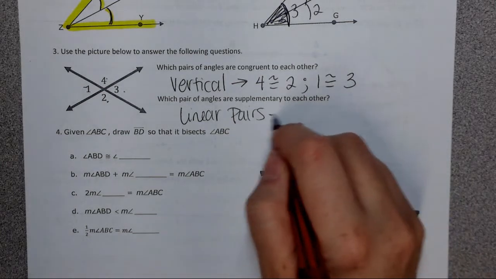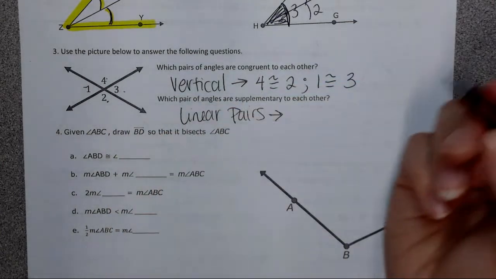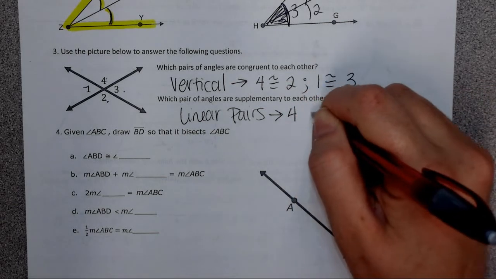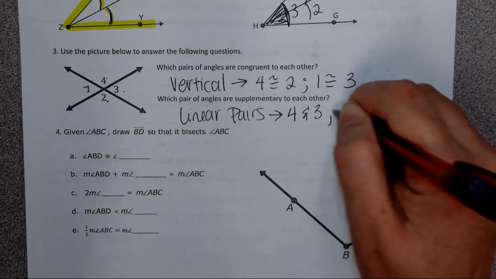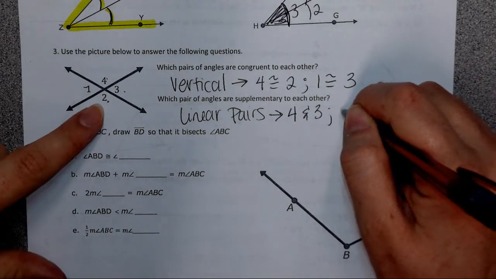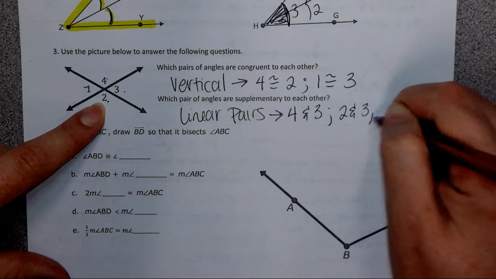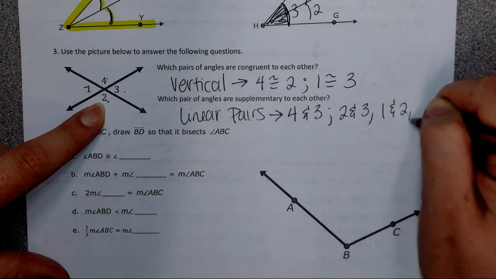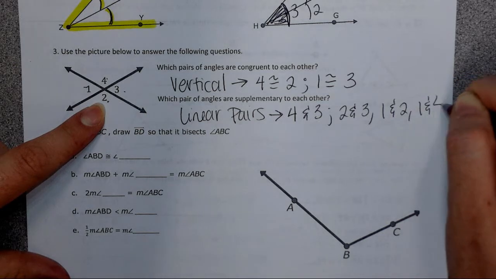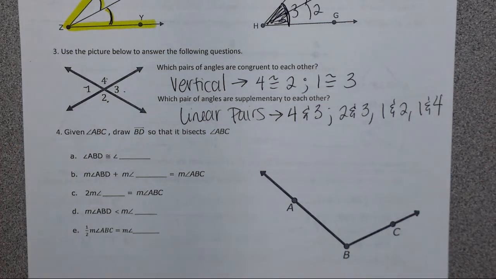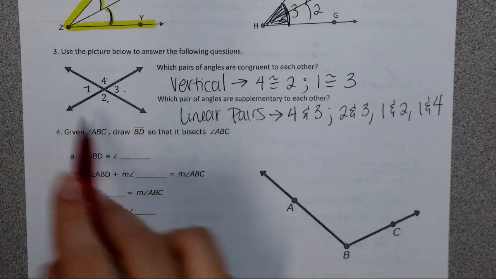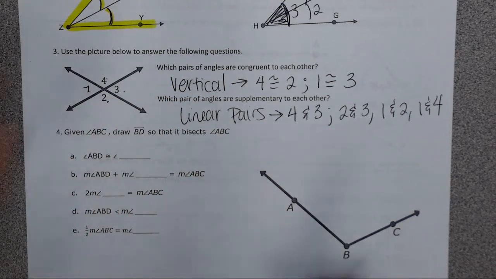Okay. For the linear pairs, any two that are next to each other, so 4 and 3 are linear. We could say 2 and 3, 1 and 2, and 1 and 4. Okay, those are all linear pairs as you move your way around this picture.